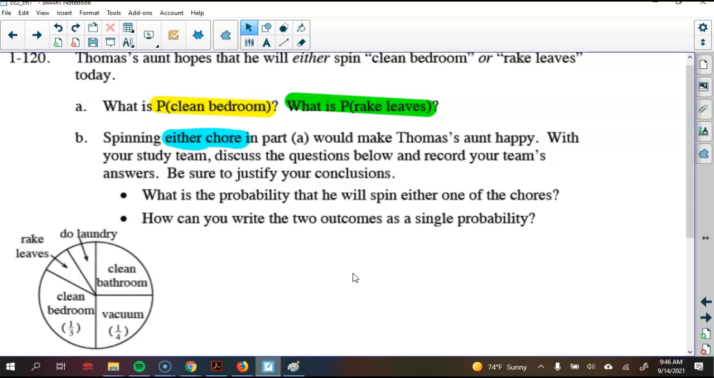Ooh. Bedroom and leaves. We had them in common denominators.